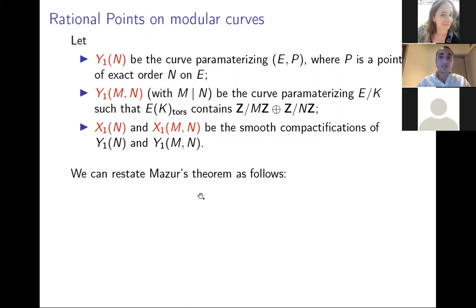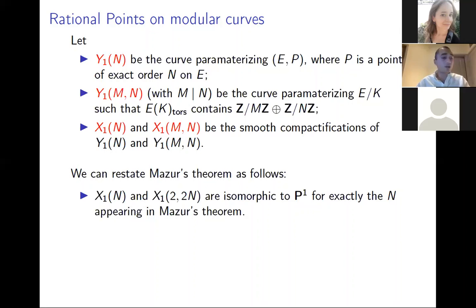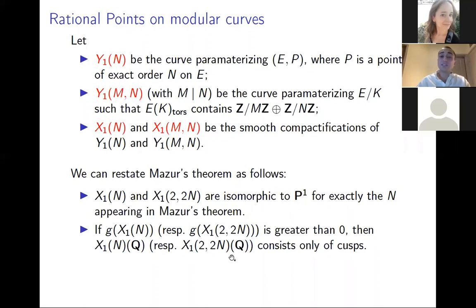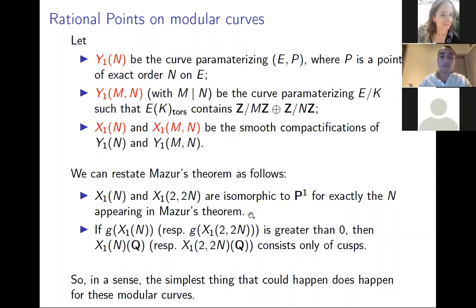So we can restate Mazur's theorem as follows. It says that Y1(n), X1(n) and X1(2,2n) are isomorphic to P1 for exactly the n which appear in Mazur's theorem. And if the genus of these modular curves is greater than 0, then the rational points only consist of cusps. So they don't correspond to elliptic curves with these prescribed torsion conditions. So in some sense, the simplest thing that can happen for these modular curves does happen, but this should illustrate to you how amazing this result of Mazur is.